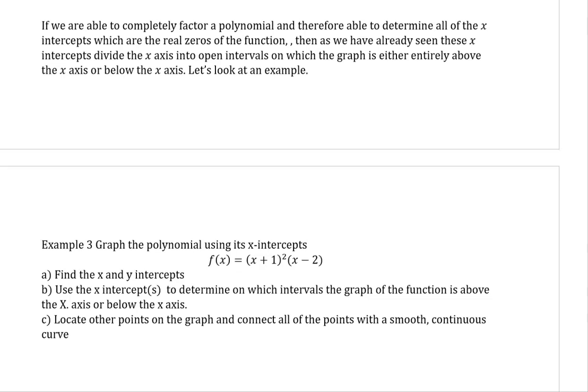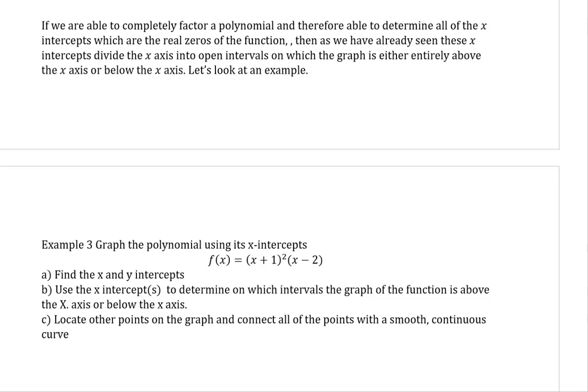At this point, we have already had a discussion that if we have a polynomial that is completely factored, then we can apply the zero product property to quickly be able to determine the x-intercepts, which that word is interchangeable in a way with real zeros of that function.